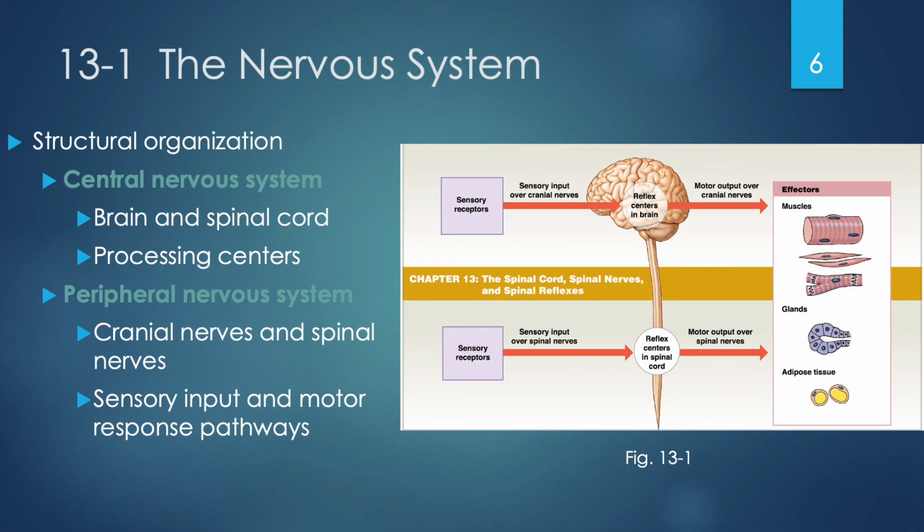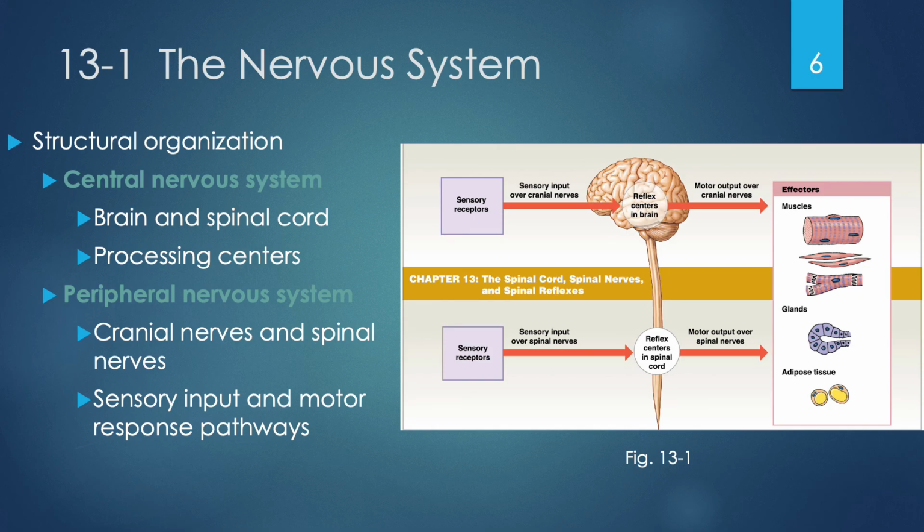At its most basic level, the nervous system is broken down into the central nervous system and the peripheral nervous system. The central nervous system consists of your brain and the spinal cord. And then the peripheral nervous system is everything peripheral to that. So that includes cranial nerves and spinal nerves.